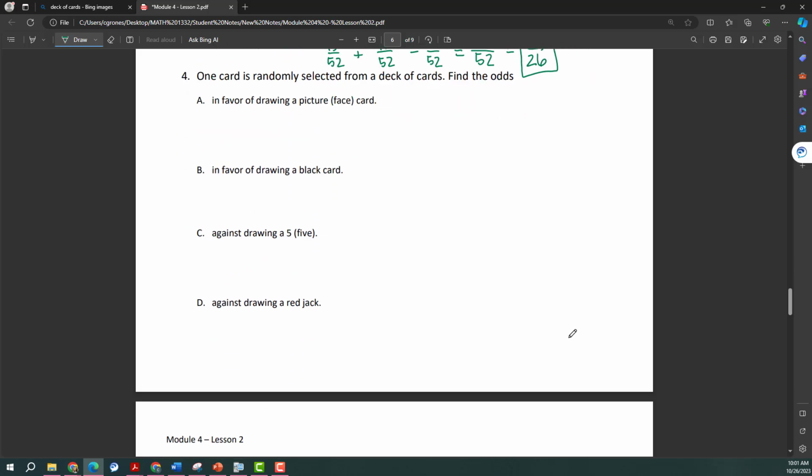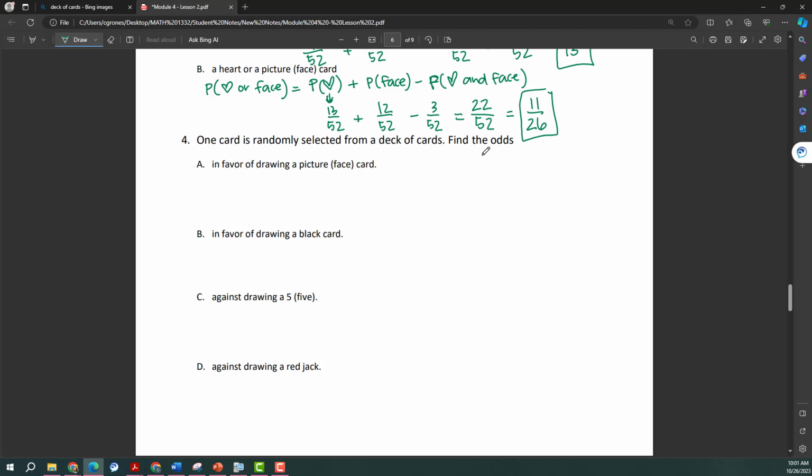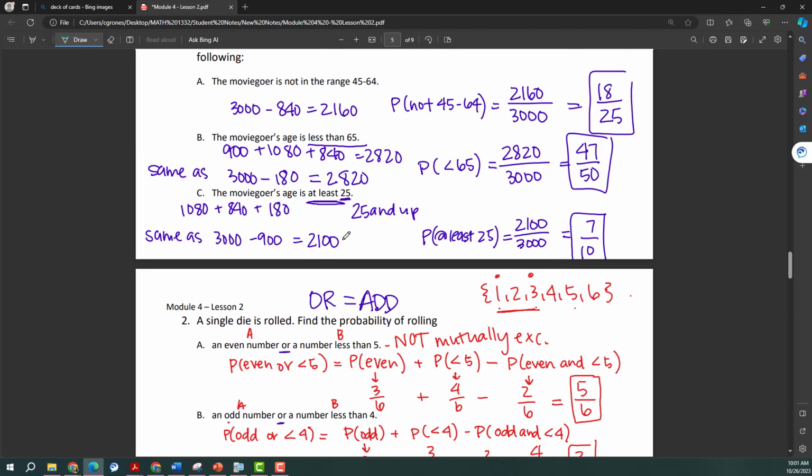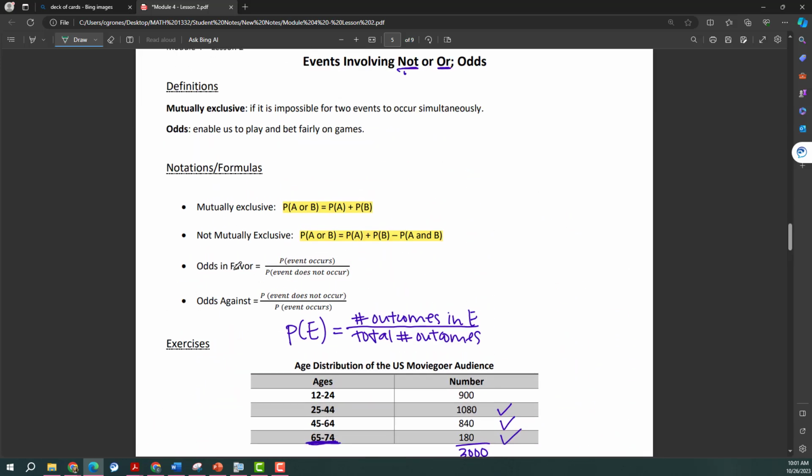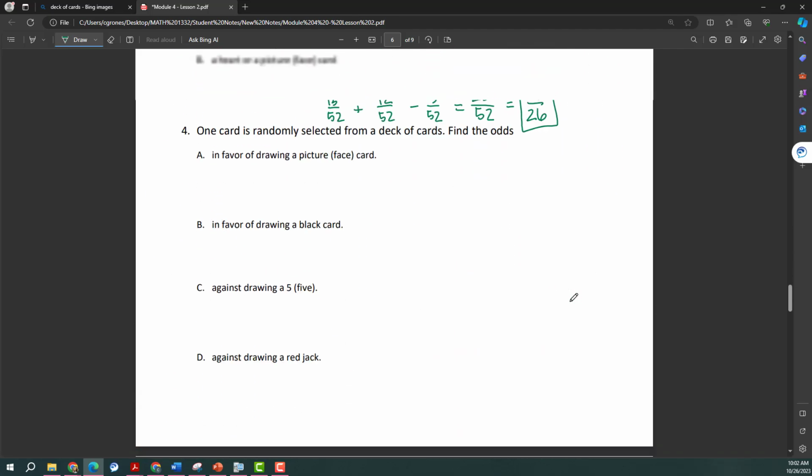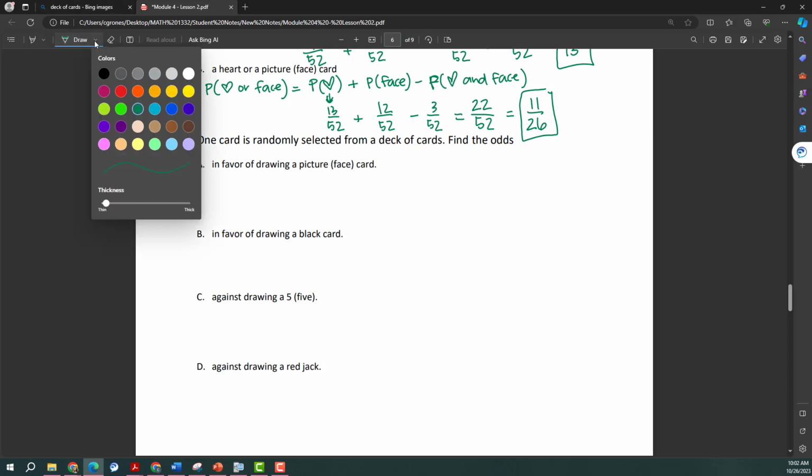Okay, now we are looking at odds. So I know that the odds up here, the way that the book tells you to do it is to find the probability that the event occurs divided by the probability that the event does not occur. This is for the odds in favor. So I'm going to write it out a little differently.